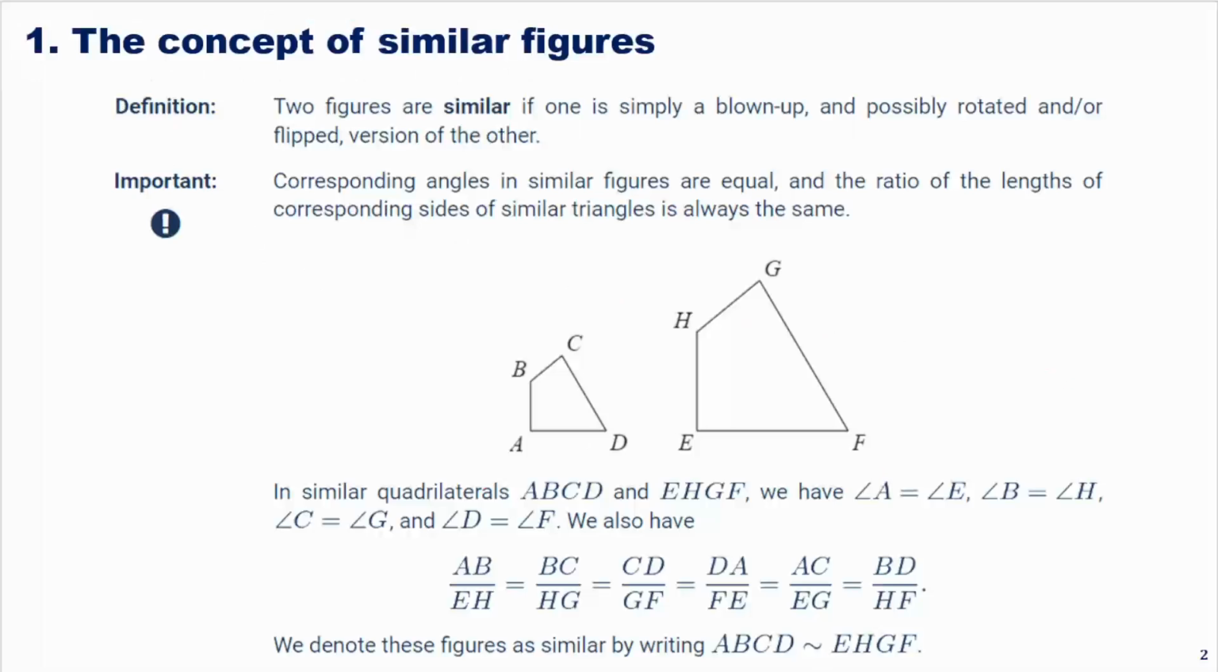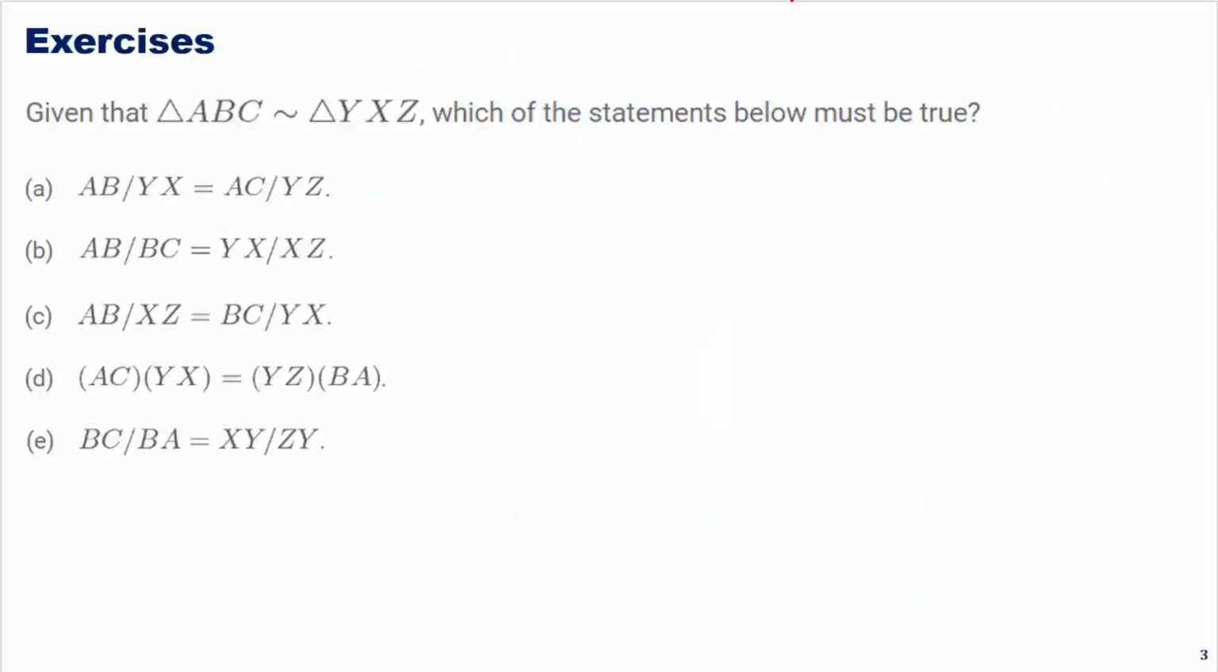Are you clear? Yes. Okay, let's consider a quick quiz here. Given that triangle ABC is similar to triangle YXZ, which of the statements below must be true? I'll give you some visual aids. Suppose this is triangle ABC, and another triangle YXZ. Which of these statements below must be true? Let me know if you finish, okay?